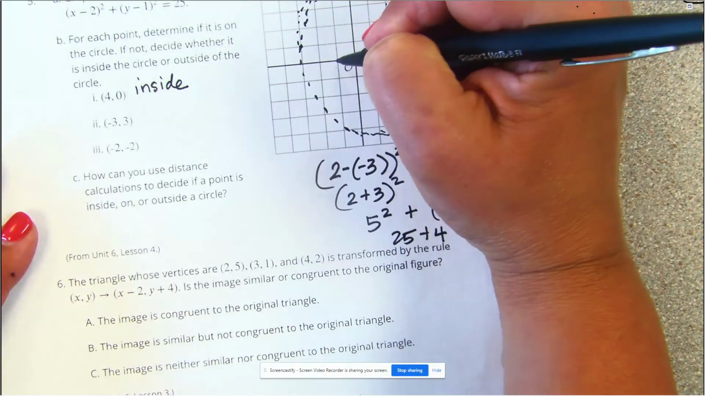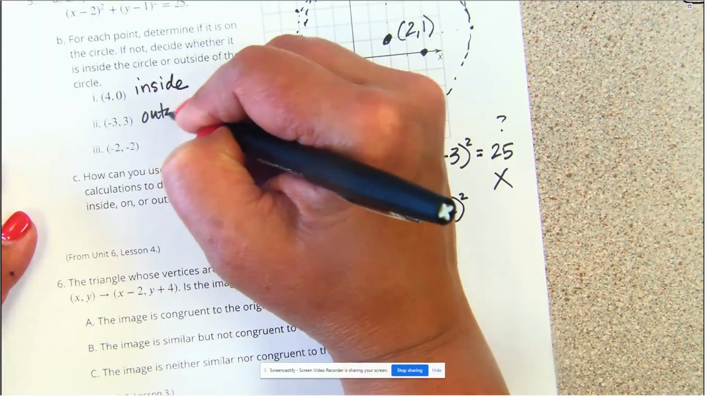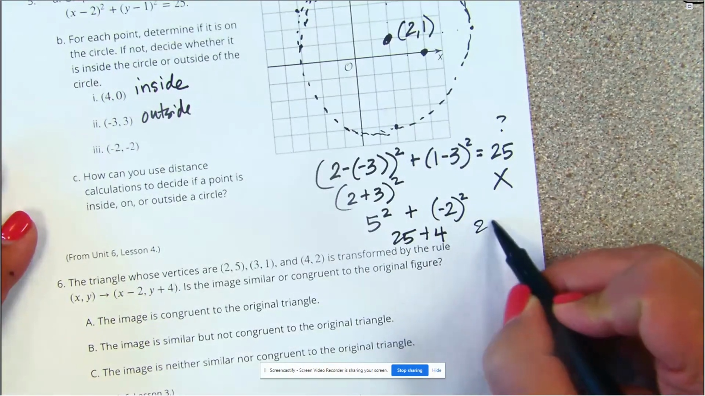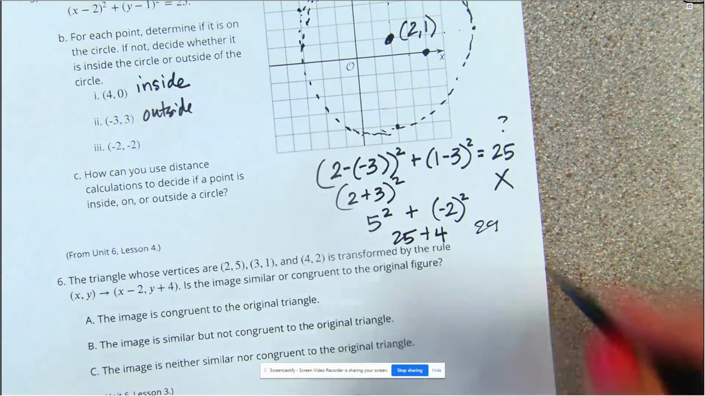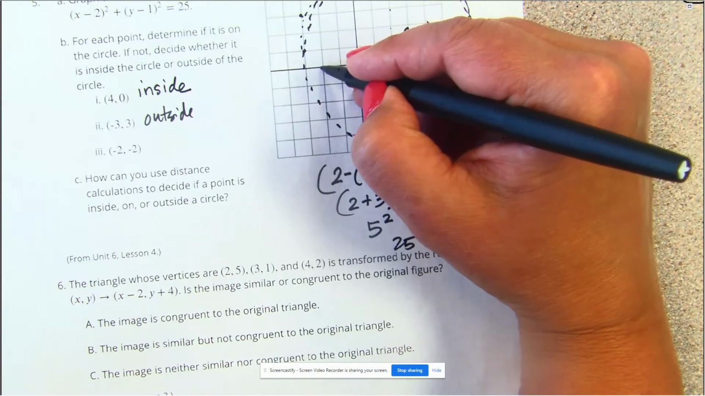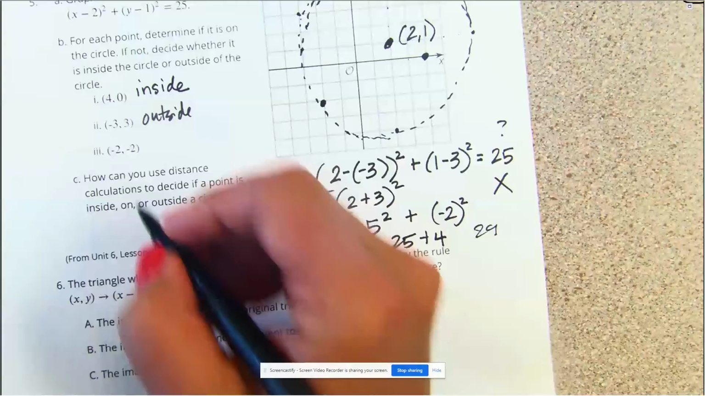Yeah, it must be outside. Right? 29 is bigger, so the square root of 29 is bigger than the radius. And then negative 2, negative 2. I mean, my sketch is not perfect, so I better test it.